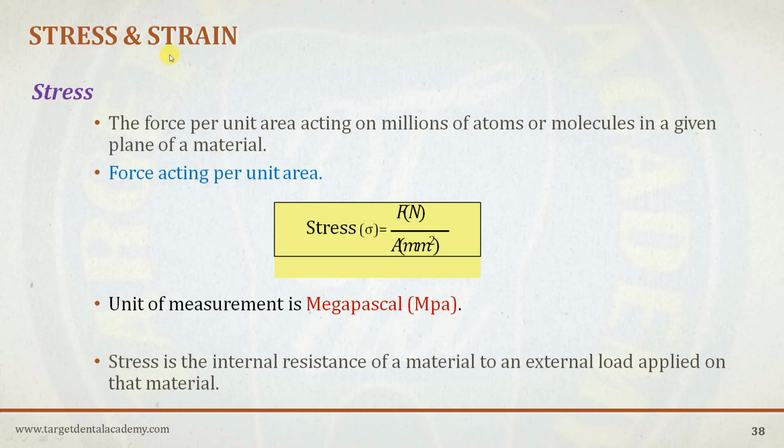Now coming on to the stress and strain. What is stress? The force per unit area acting on millions of atoms or molecules in a given plane of material. So basically it is force per unit area. Stress is force by area. The SI unit of force is Newton and your area is millimeter square. The unit of measurement is megapascal. The stress is the internal resistance of a material to an external load applied on that material.